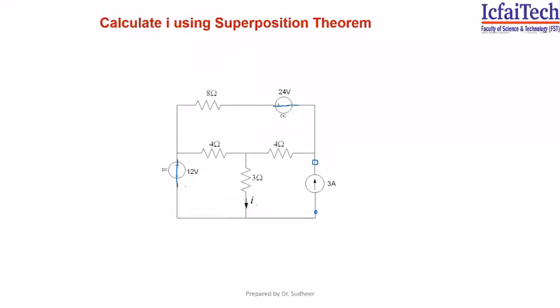So when 12 volts is there, let the current be I dash. When only 24 volts is there, let the current determined be I double dash. If only 3 amperes is taken into consideration, let us consider it is I triple dash. Then as per the superposition theorem, total current I is equal to I dash plus I double dash plus I triple dash.